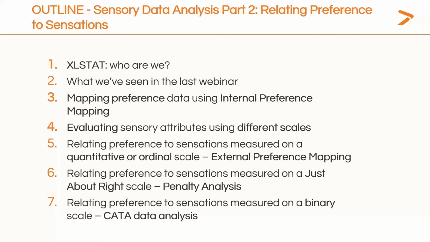And one of the main differences between these 3 methods, which are external preference mapping, penalty analysis, and CATA data analysis, is the way the sensory attributes are measured. So on what scale we will be measuring sensory attributes. With external preference mapping, we'll be measuring attributes on quantitative or ordinal scales. In penalty analysis, we'll be measuring attributes on just about right scale. And in CATA data analysis, we'll be measuring attributes on a binary scale, so presence or absence of the attributes. So these are the 4 main features we'll be seeing today. So internal preference mapping, external preference mapping, penalty analysis, and CATA data analysis.